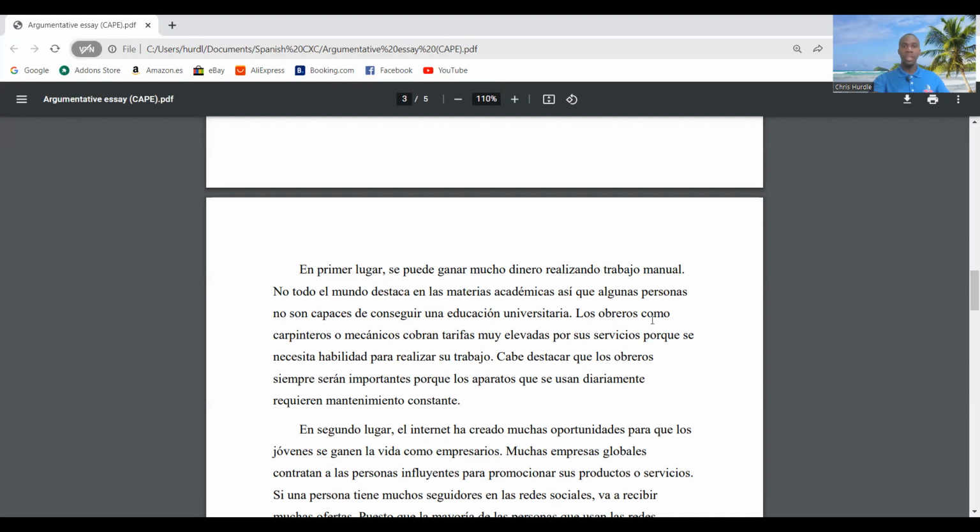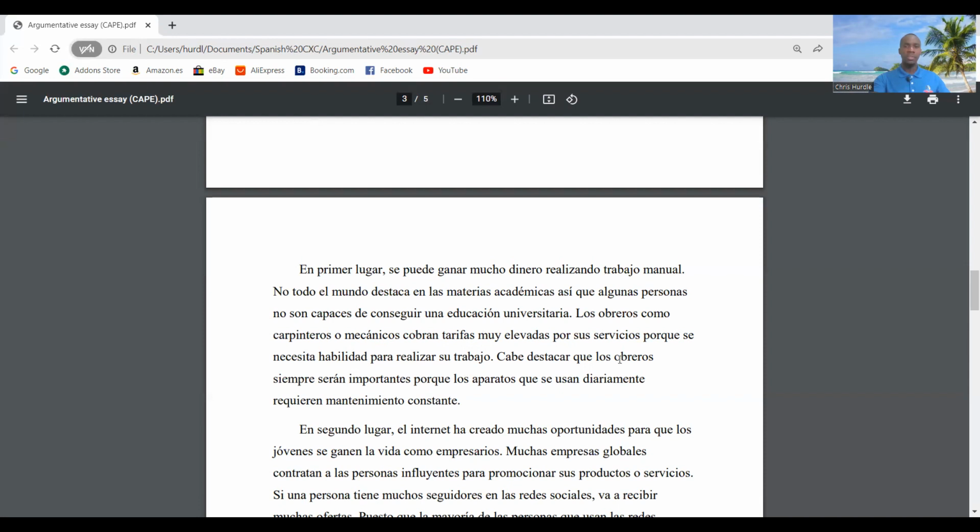Los obreros como carpinteros o mecánicos cobran tarifas muy elevadas por sus servicios porque se necesita habilidad para realizar su trabajo. You could say blue collar workers like carpenters or mechanics charge very high rates for their services because skill is needed to perform their job.